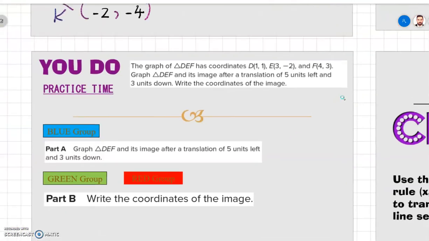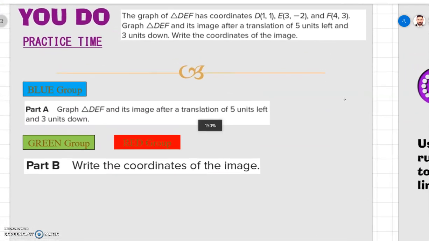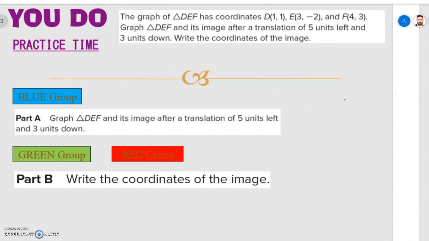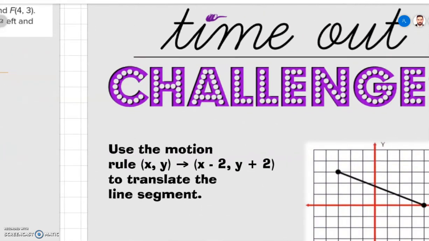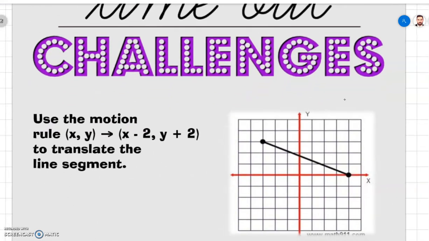I hope you understood example number 2. Let's see what our independent task is. This is our question that you have to do by yourself. Please, guys, now you should do this question. Read it very well. For the blue group, do part 1. For the green and red groups, please do part B. And I have a challenge, a question for all of you grade 8 students.